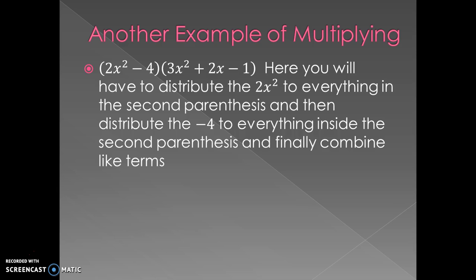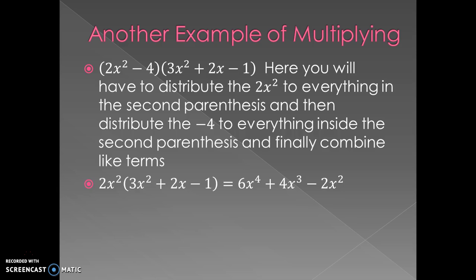One more example. It's a little longer and a little harder. The polynomial 2x squared minus 4 times the polynomial 3x squared plus 2x minus 1. Here I'm going to have to distribute the 2x squared to everything in the second parentheses, and then I'm going to have to go back and distribute the negative 4 to everything in the second parentheses again. And finally I would combine any like terms I have.